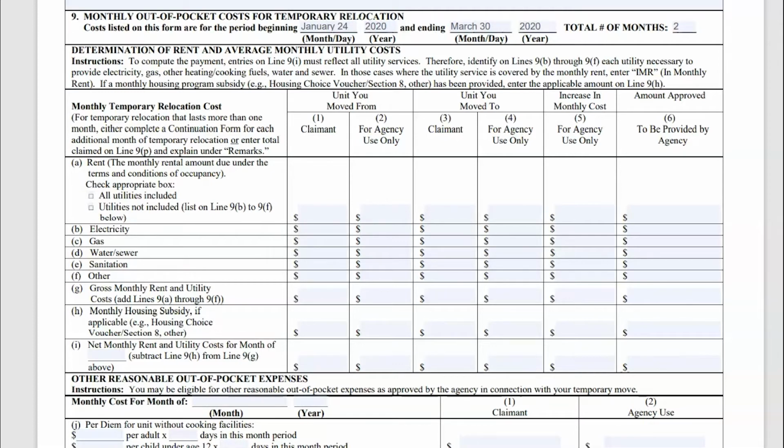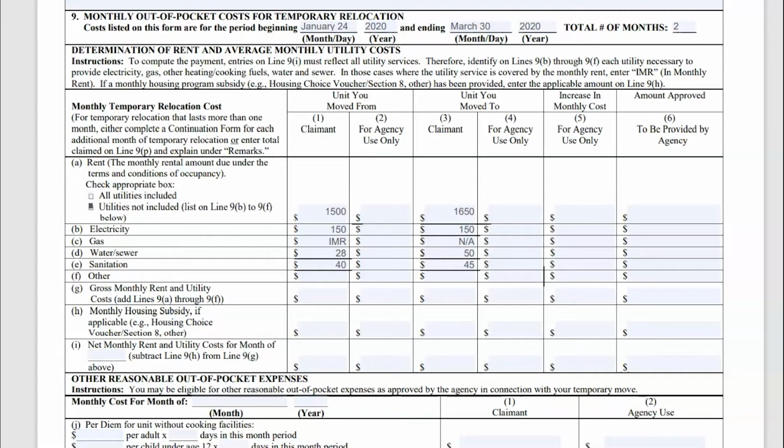In lines 9B through 9F, if certain utilities were included in the monthly rental amount, claimants should place IMR, for in-monthly rent, in the applicable cell for that utility. All utility costs that were paid separately should be noted by the price of their monthly unit cost. Note, applicants should ensure they are inputting all utility services they pay for.